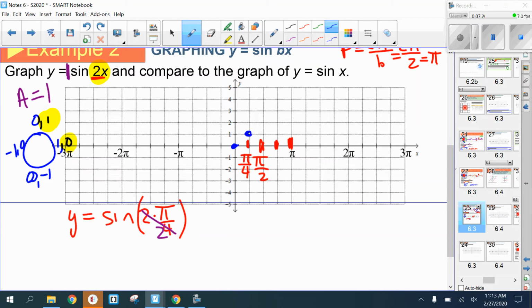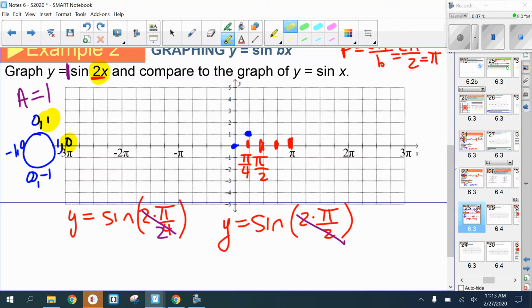Okay? I'm going to do one more, and then we're not going to plug any more in. If I plug in the next number, it's pi over 2. It's sine 2x, so sine 2 pi over 2. Again, the 2 cancels. And so this turns into sine pi, and sine pi means I can look at the y-coordinate at pi, that's back to 0.